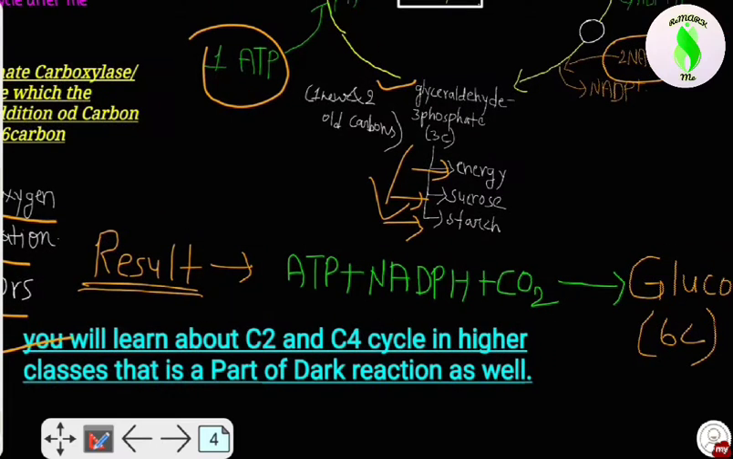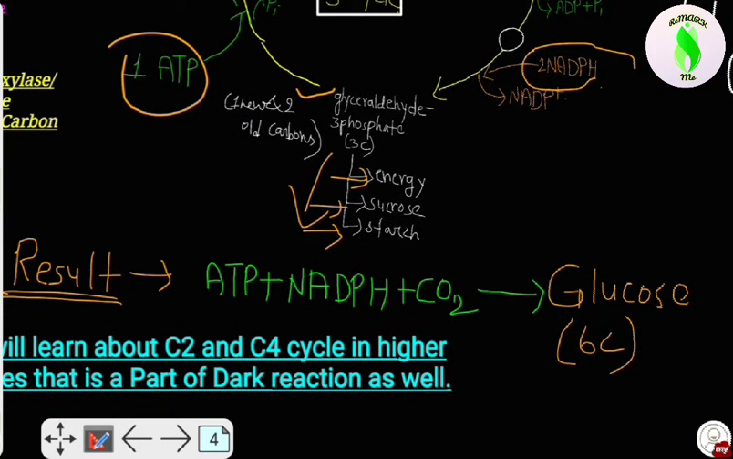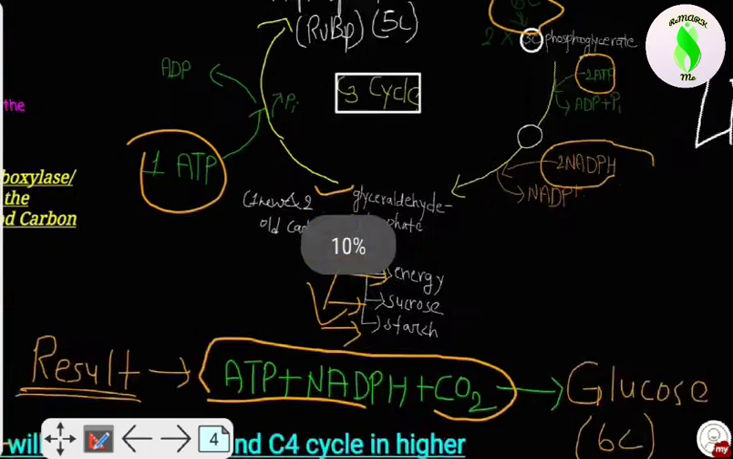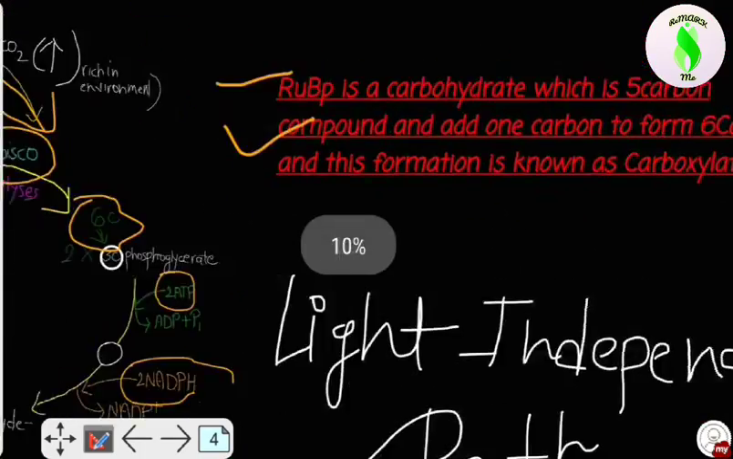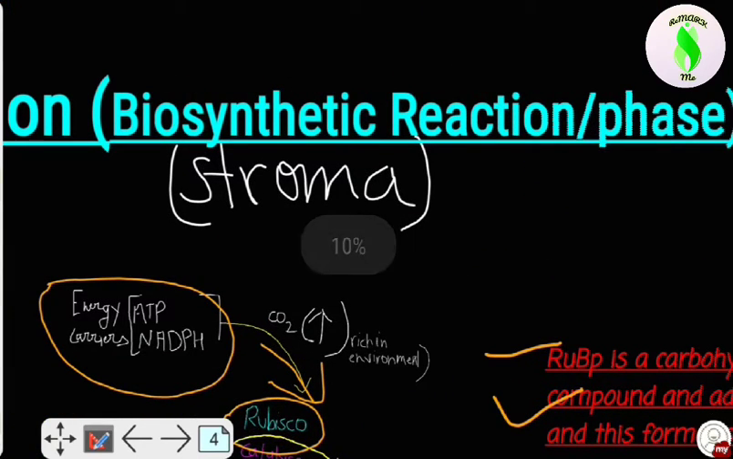So what is the end product of this cycle? This cycle gives out glucose, that is a 6 carbon compound, by using ATP and NADPH and carbon dioxide, and this is known as dark reaction, that is light independent reaction. It obtains the 6 carbon compound, glucose, and this formation of glucose is the end product of dark reaction.